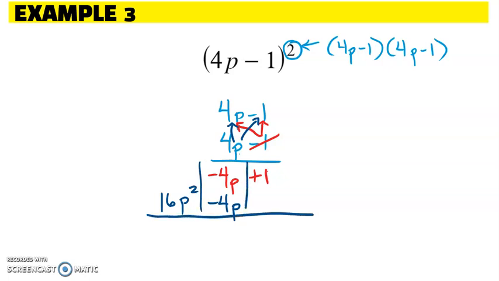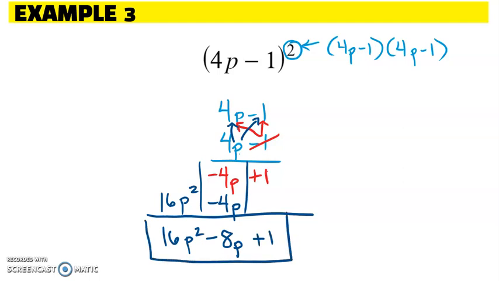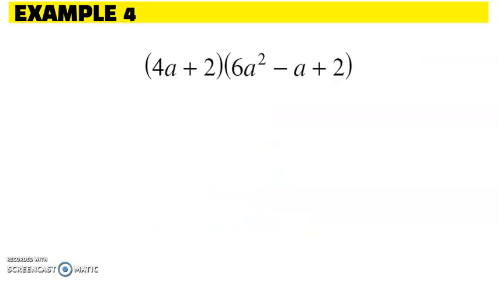And then you add up like terms. So we're going to have 16p squared. -4p minus 4p is -8p plus 1, as far as I can go. Done. Woohoo! All right, what happens? We have a binomial times a trinomial. Don't freak out, still stack it, okay? It's just going to be a little bit longer.